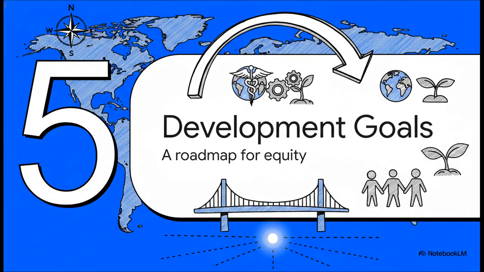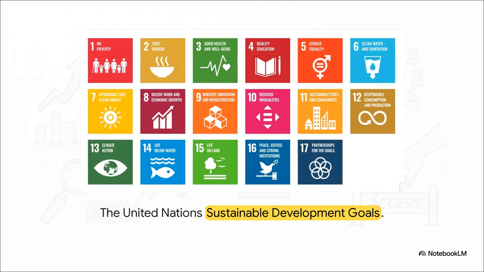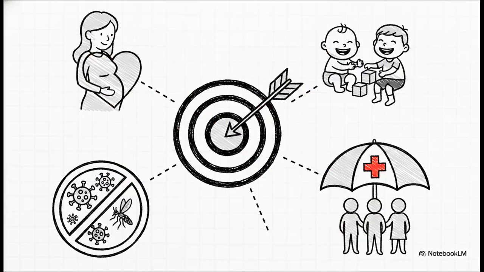Finally, Section 5, Sustainable Development Goals, our roadmap for global health equity. The United Nations established 17 Sustainable Development Goals, or SDGs, to build a better future. Out of all of these, goal number 3 is specifically targeted at ensuring healthy lives and promoting well-being for all, at all ages.